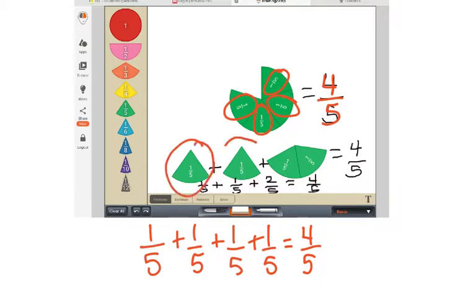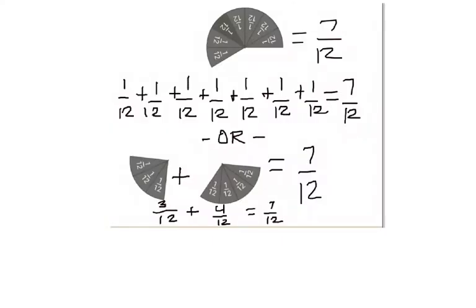I could break it into 2 unit fractions plus 2/5. And I still get 1, 2, 3, 4/5. So that's another way to decompose the fraction 4/5.